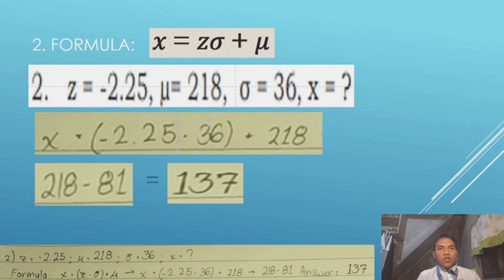Now, kung i-substitute po natin yung mga given values doon sa mismong formula, ima-multiply po natin yung z-score na may value na negative 2.25 sa standard deviation of 36, and makakakuha po tayo ng sagot na negative 81. Ngayon, kung ipagpa-plus po natin yung negative 81 sa 218, makakakuha po tayo ng sagot na 137 as the value of our random variable or yung x.